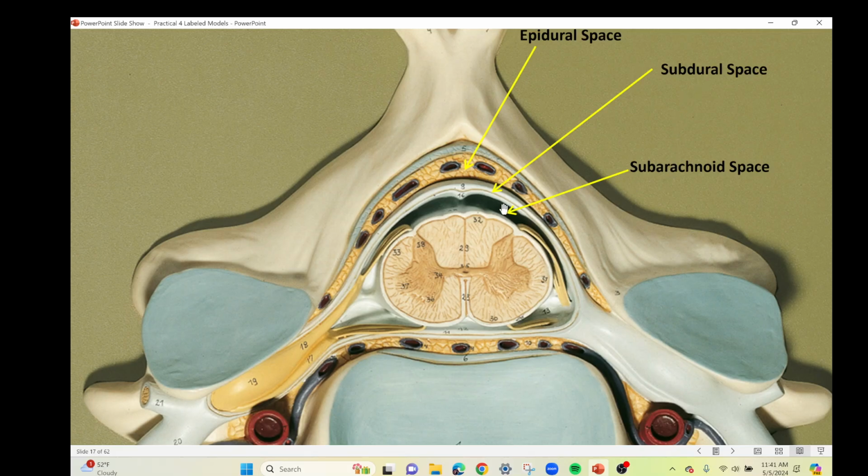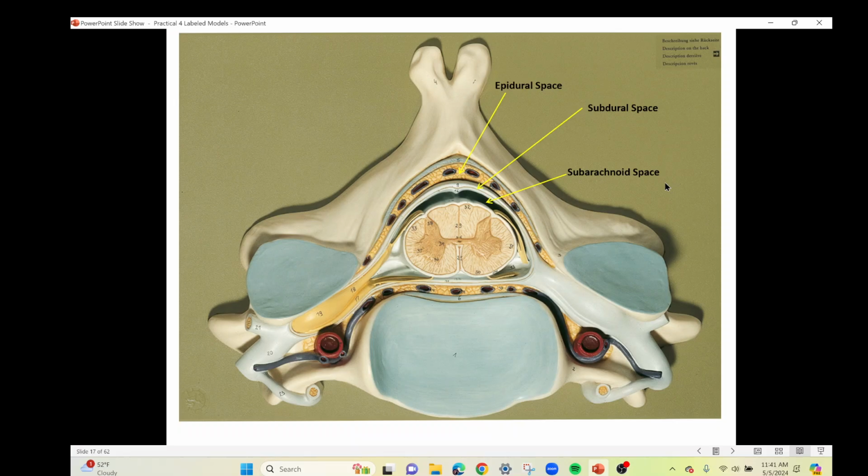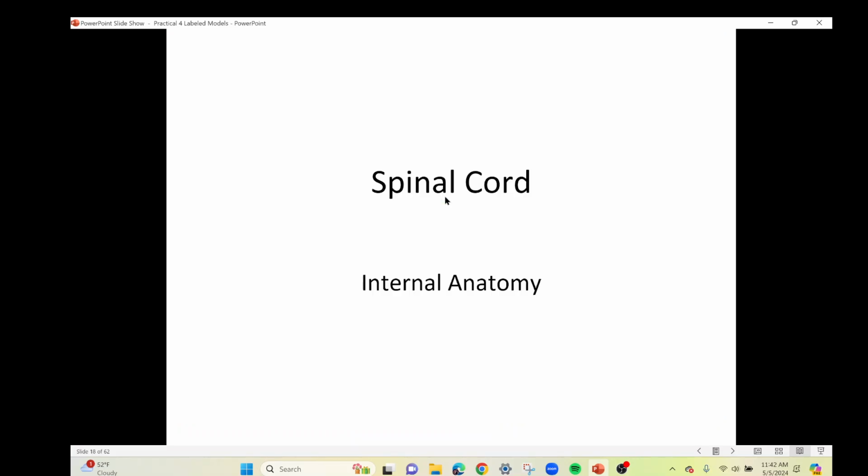The third space is under the arachnoid mater. Look at the size of this. This is a big space here. This is called the subarachnoid space, and this contains cerebrospinal fluid. Okay, so I'm just going to go back a minute. All right, so three meninges: pia, arachnoid, dura. Three spaces: epidural space, subdural space, subarachnoid space. So those are the main external features that you would see on your fourth practical.